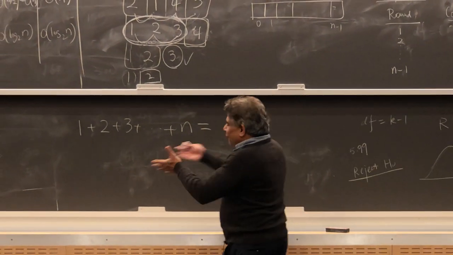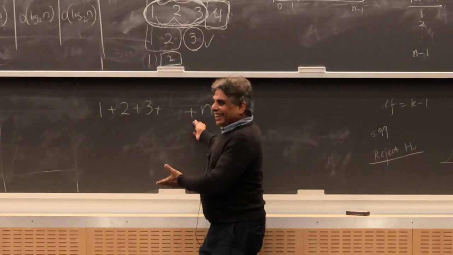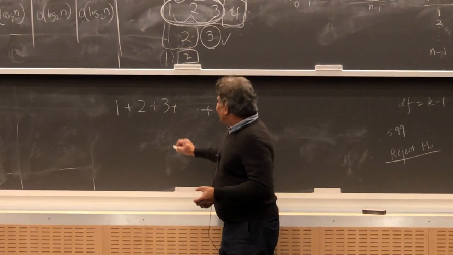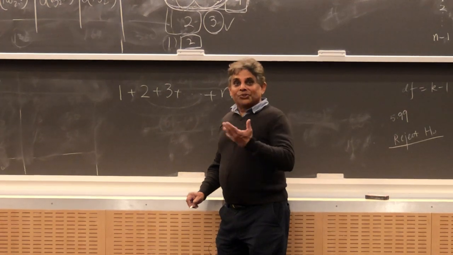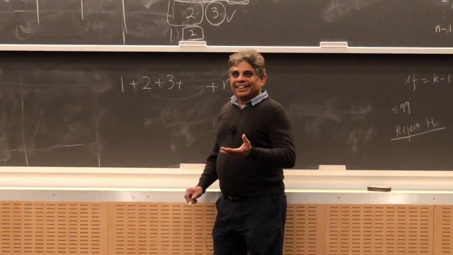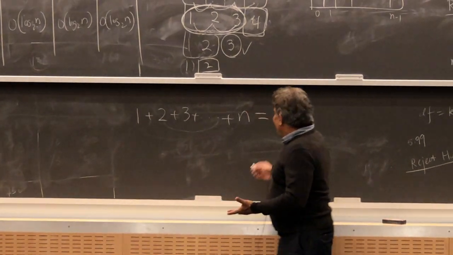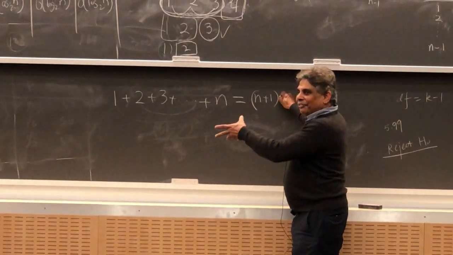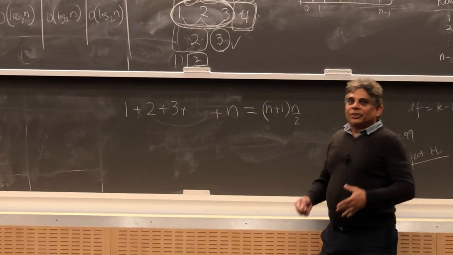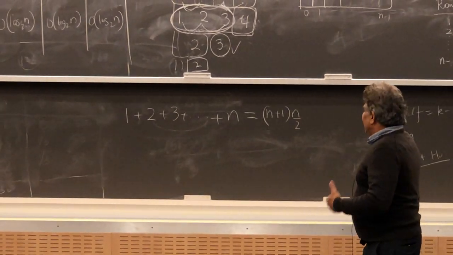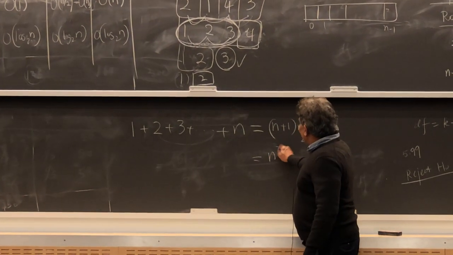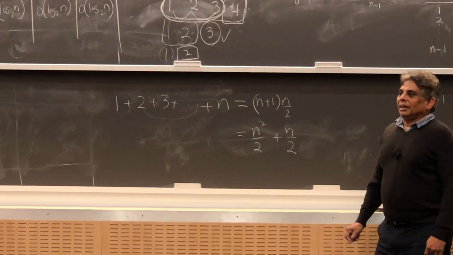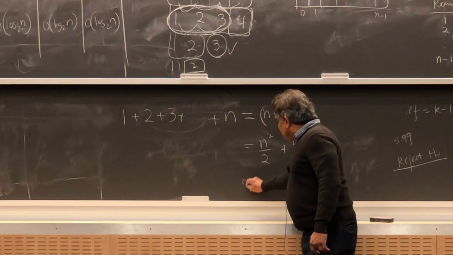We said that if you want to find the sum, I don't know what n is, but I can add 1 and n, which will give me n plus 1. Then I'll add 2 and n minus 1, which also gives me n plus 1. So adding the whole thing means getting this n plus 1, how many times? Half the time. So therefore the sum is really that. What is this equal to? If you simplify it, it'll be n squared over 2 plus n over 2. And in big O terms, what is this?